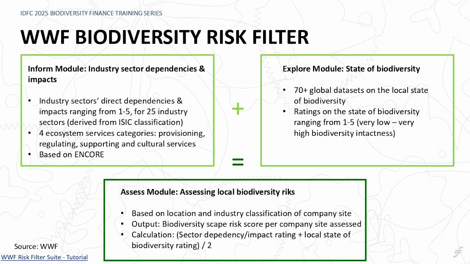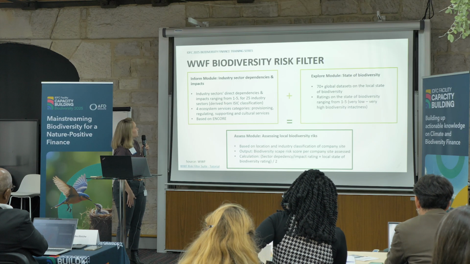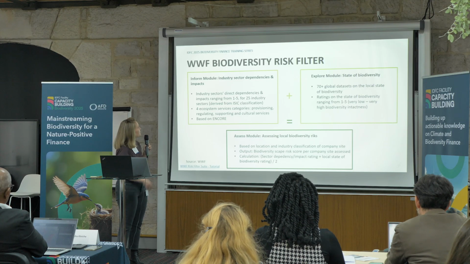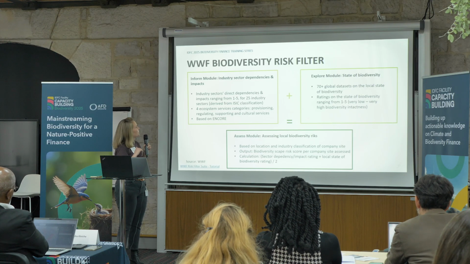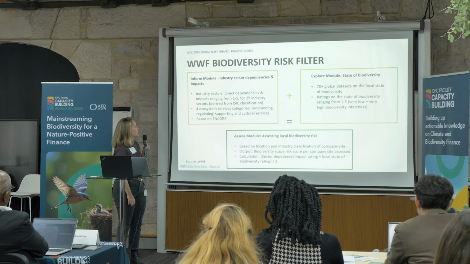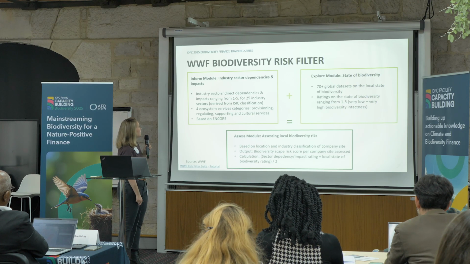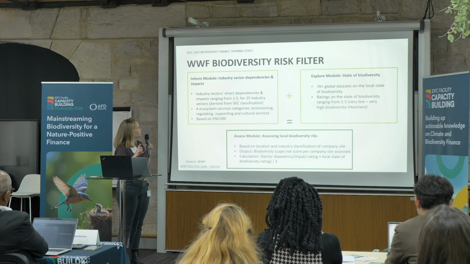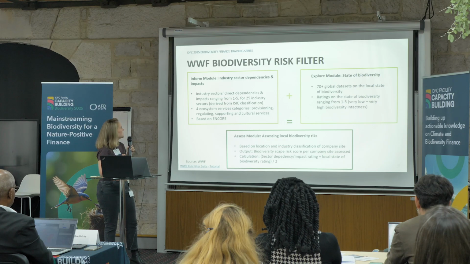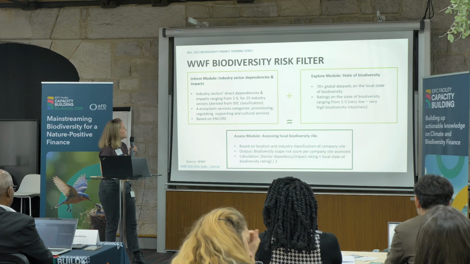In the Inform module, as I said already, it's based on ENCORE as well. There you can look again for the dependencies and impacts on sector level. It's based on 25 industry sectors, and you can get a score ranging from 1 to 5. As with ENCORE, it's derived from the ISIC classification, and it's also based on the 4 ecosystem services categories that we already talked about today: the provisioning, regulation, supporting, and cultural services.